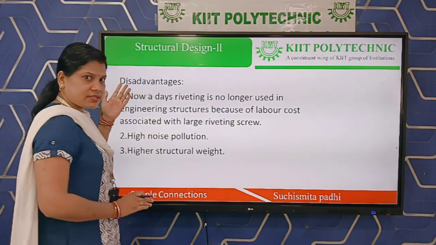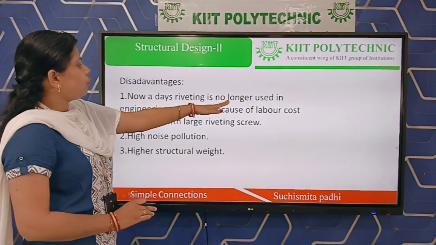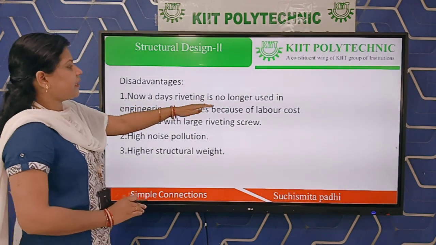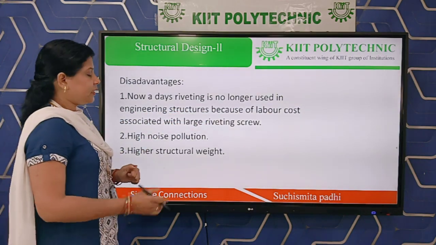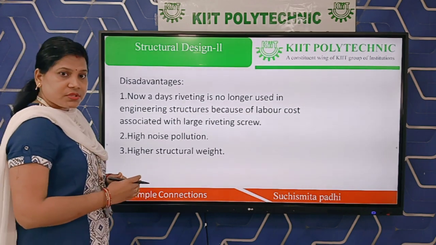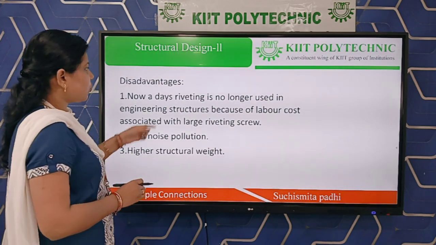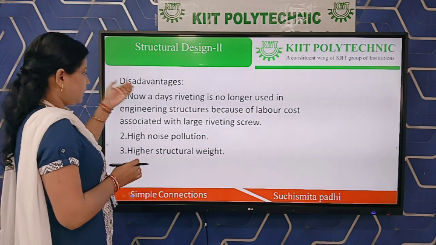What are the disadvantages? Let us discuss. First, nowadays riveting is no longer used in engineering structures because of labor cost associated with large riveting screws. In case of riveting, large riveting screws are used, and also there is so much labor cost. That's why we are avoiding riveted connection.